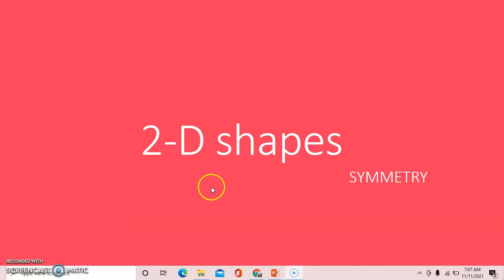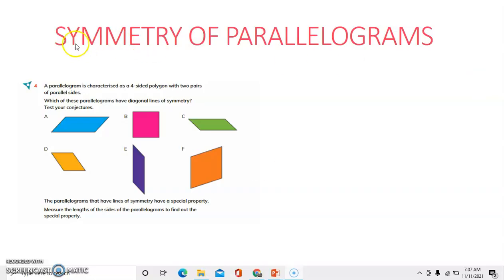Hello children, in the previous session we saw symmetry of different shapes. Let us continue with symmetry. So here we are going to look at symmetry of parallelograms.